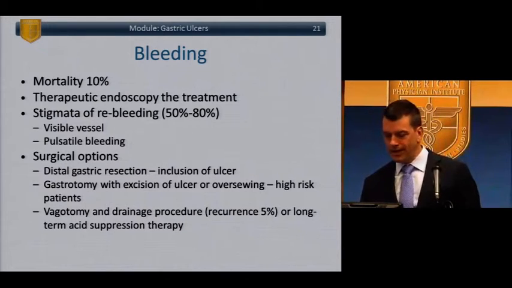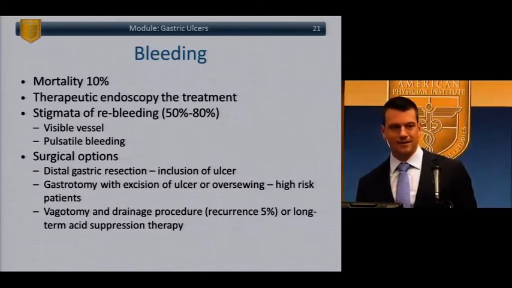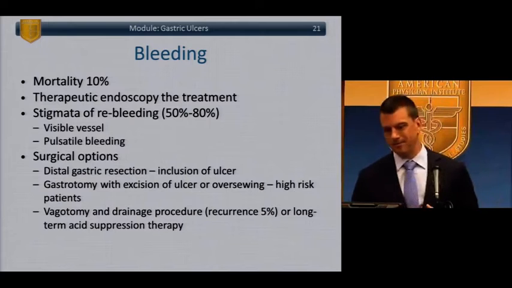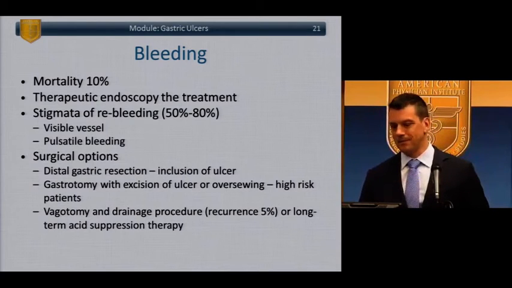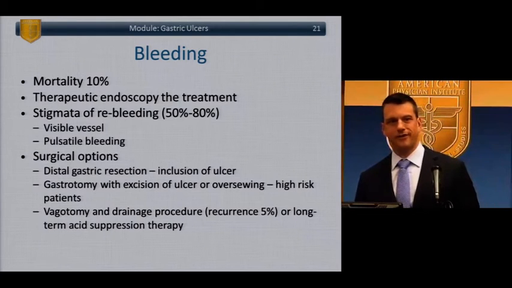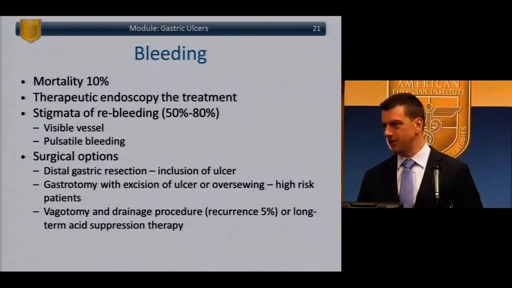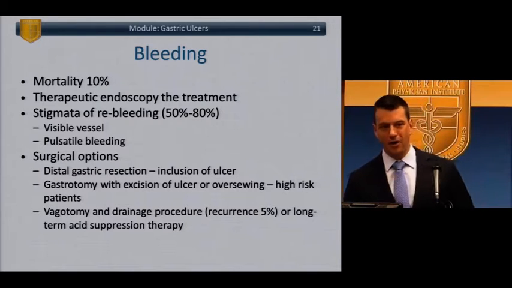A vagotomy and drainage procedure has the least recurrence. Again, not something that's always in most people's armamentarium, and also something that the way most patients present now, they're usually a failure of PPIs or something else is going on. Maybe it's they're sick and in the ICU. They aren't going to tolerate a whole lot of operation.